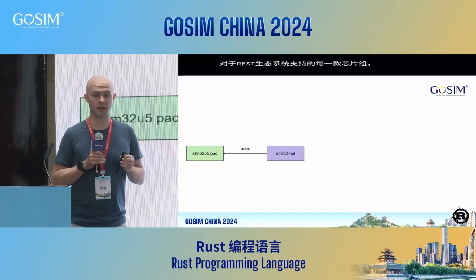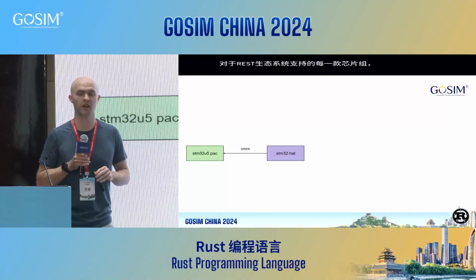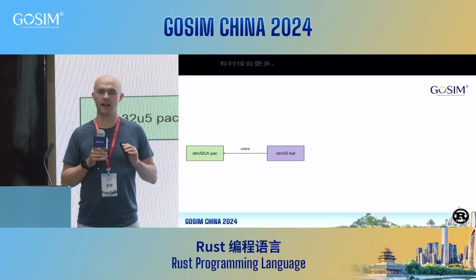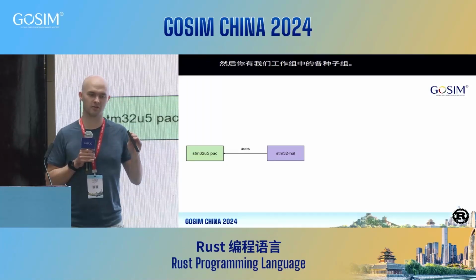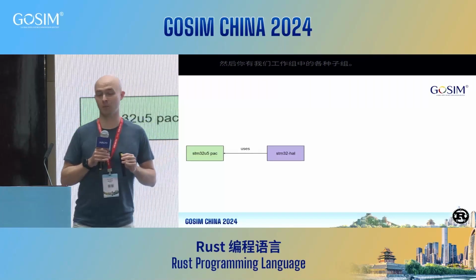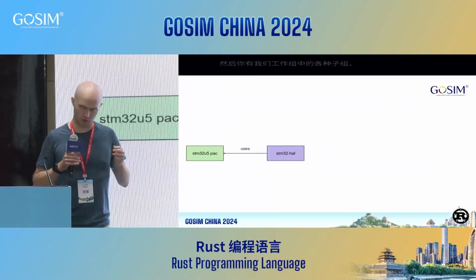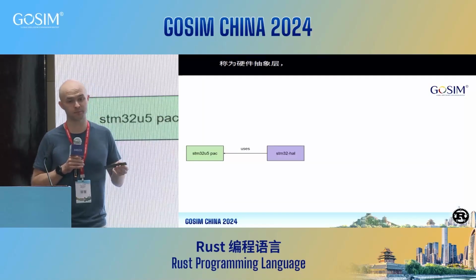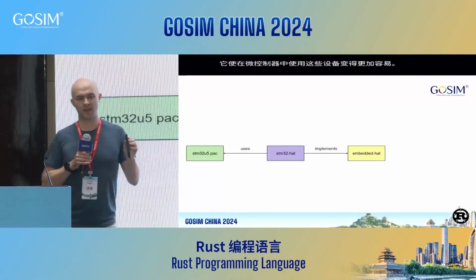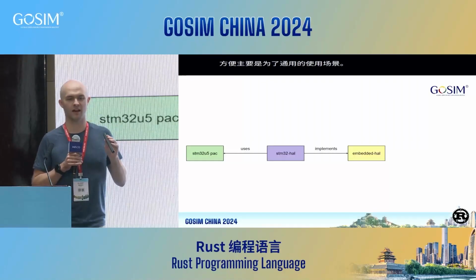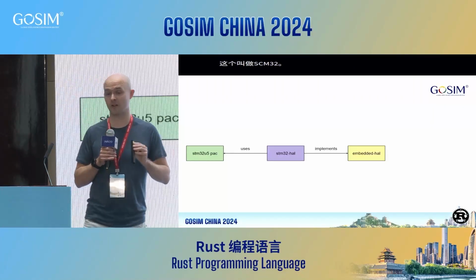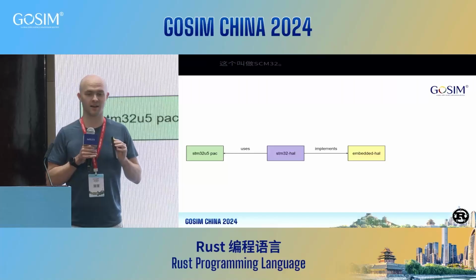Then you have the Embedded HAL Working Group, which has various subgroups, and they implement a high-level version called a hardware abstraction layer that makes using these devices in your microcontroller easier, more convenient, at least for the general use cases. So for STM32, this one is called STM32 HAL. And these implementations of these high-level convenience functions adhere to traits implemented in a special crate called Embedded HAL, which defines what all crates should implement if they are able to.